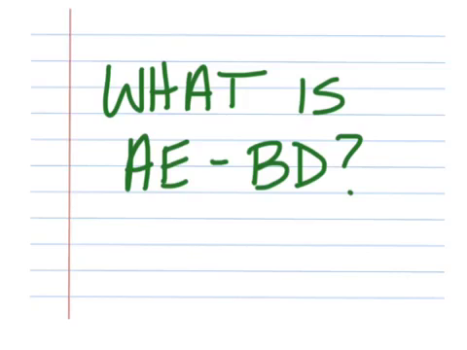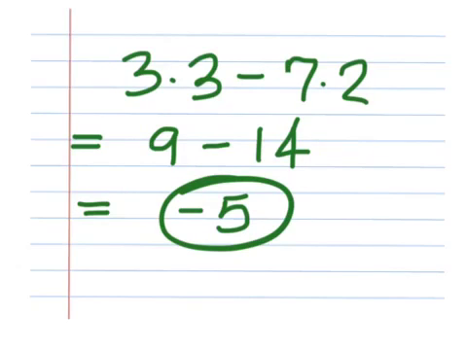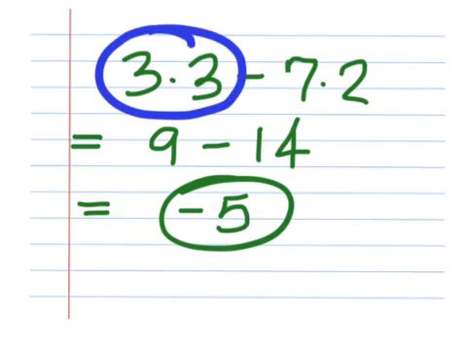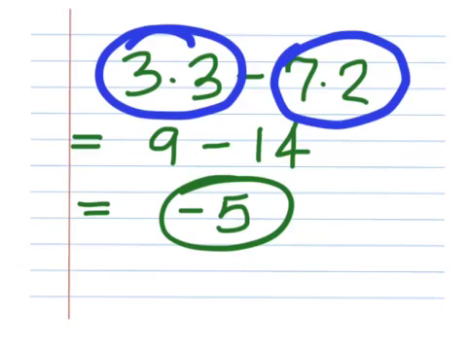And what is AE minus BD? Should be a negative 5, because from the matrix you will have 3 times 3 minus 7 times 2. That would be 9 minus 14. Answer is a negative 5.